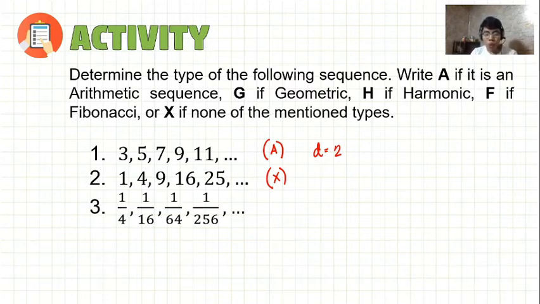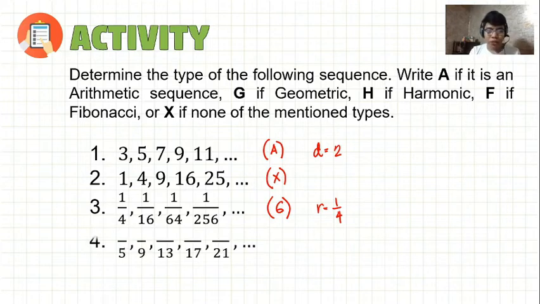Number 3: 1/4, 1/16, and so on. What is your answer? Now, if your answer is G, then that is correct. The common ratio is actually 1 over 4. Okay, so in this sequence, the answer is geometric. 1/4 times 1/4, you have 1 over 16, times 1/4, 1 over 64, and so on.